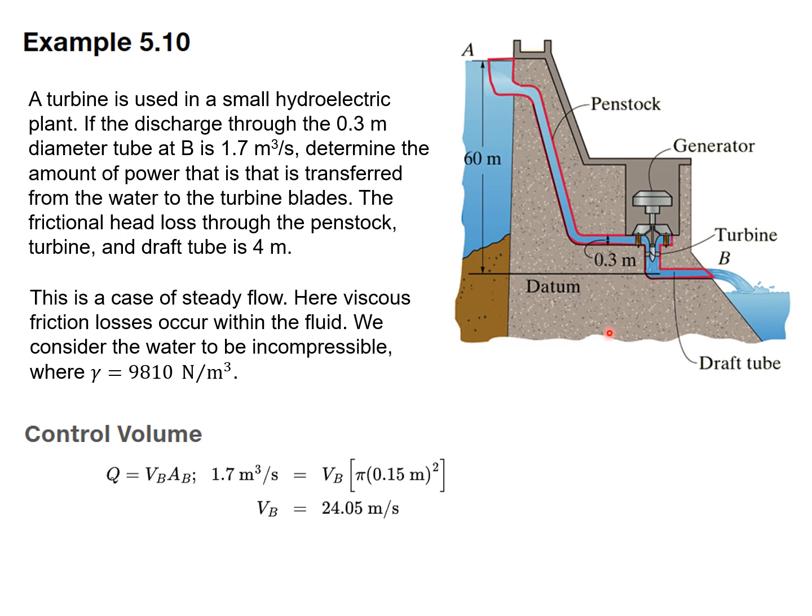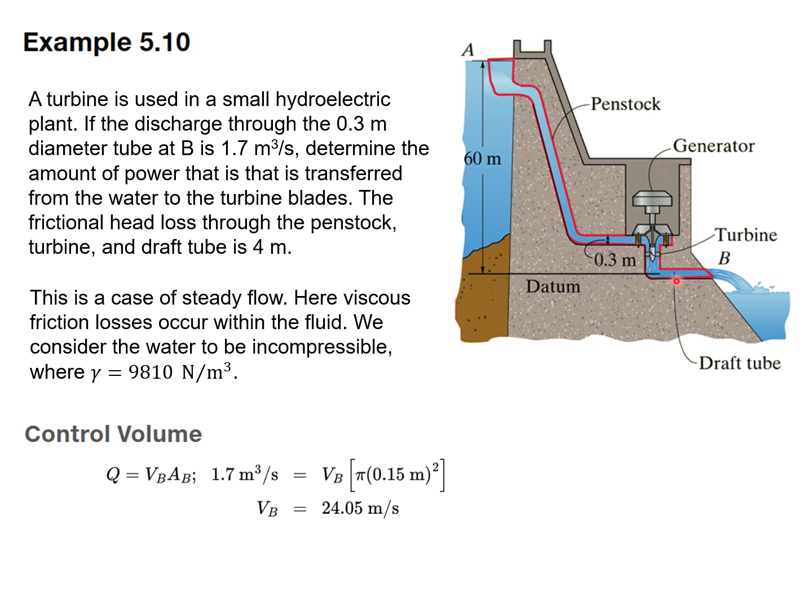Here we have a turbine used in a small hydroelectric plant. If the discharge through the 0.3 meter diameter tube at B is 1.7 cubic meters per second, we want to calculate the power that's transferred from the water to the turbine blades. So here, as the water flows through, it's going to turn the turbine blades and create electricity. So this is a hydroelectric generator.